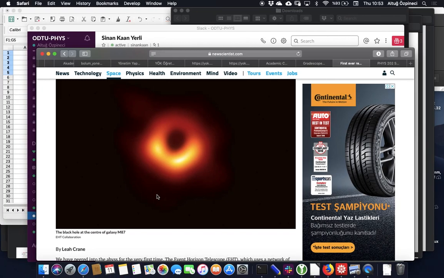And here, although it's always said that it's the image of the black hole, it's actually the bright regions that are the accretion disk, and the black hole is somewhere in between.